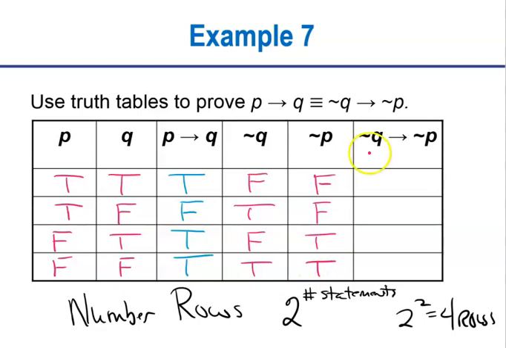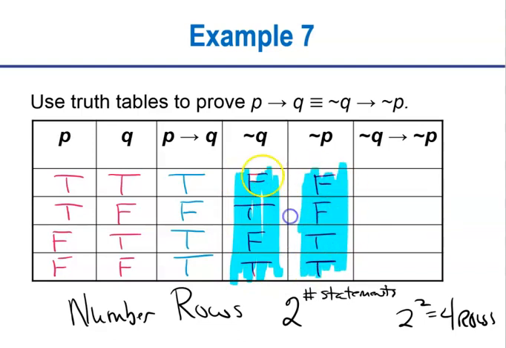Now, this says not Q implies not P. Now keep in mind, y'all, we're only looking at these two columns. Well, the highlighter's a little intense there. I'm only looking at these two columns. Okay? In that order, because it says not Q implies not P. So a lot of times I have to draw lines. We're going from not Q to not P.